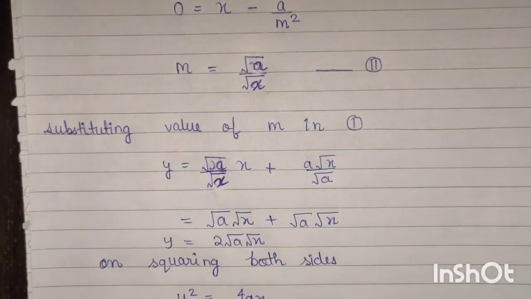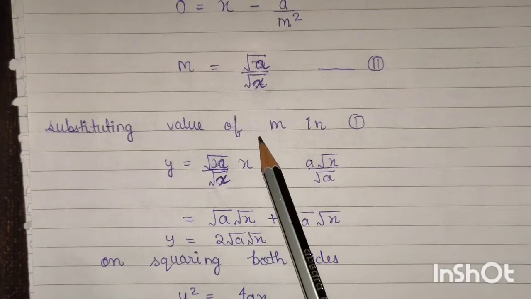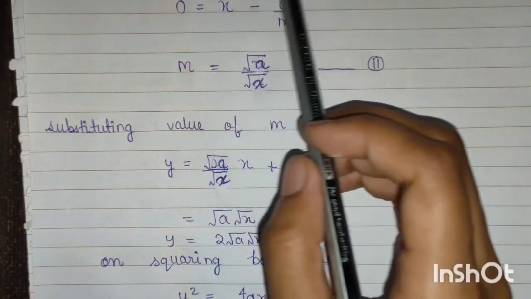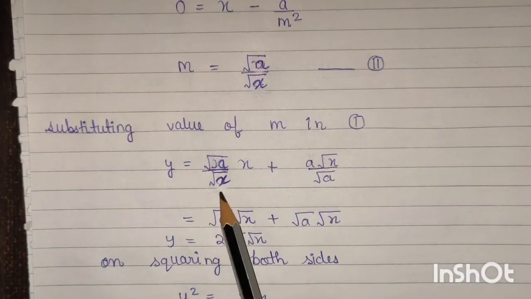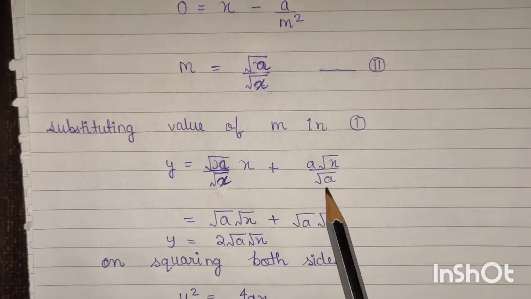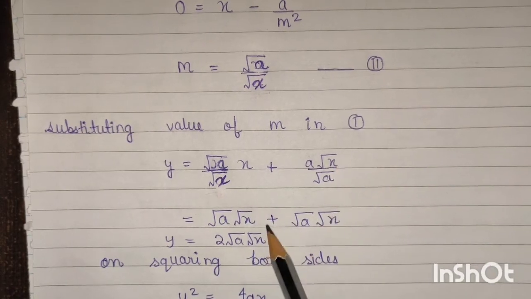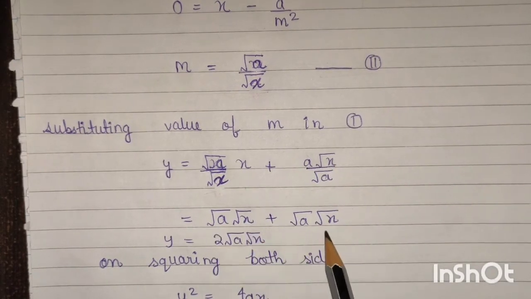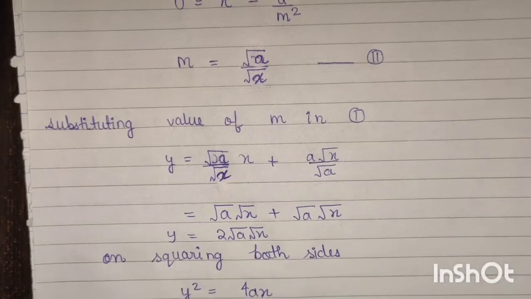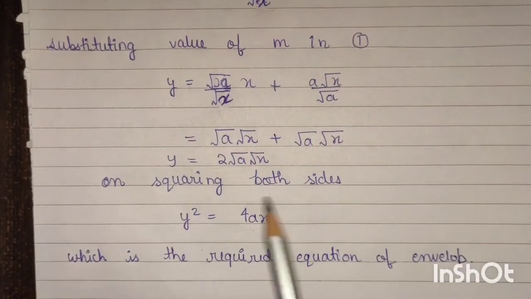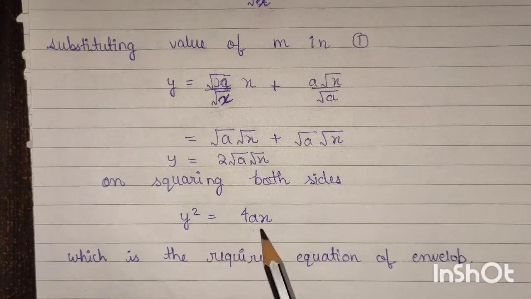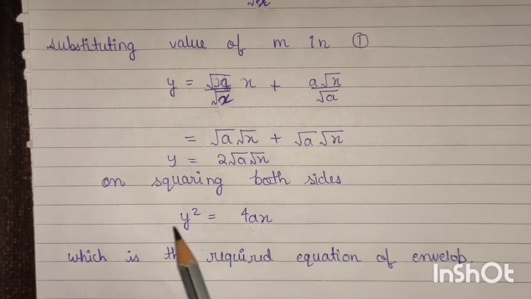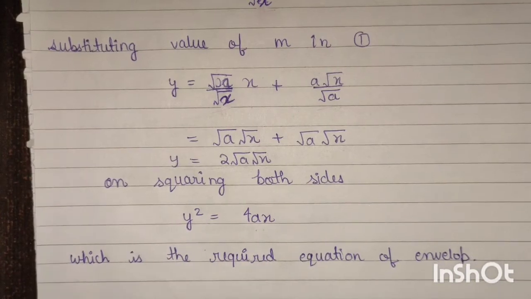After substituting the value of m in 1, y = (√a/√x)x + a√x/√a. On solving and simplifying, we will get y = √a√x + √a√x, which will be y = 2√a√x. On squaring both sides, y² = 4ax, which is the required equation for the envelope of the curve y = mx + a/m.